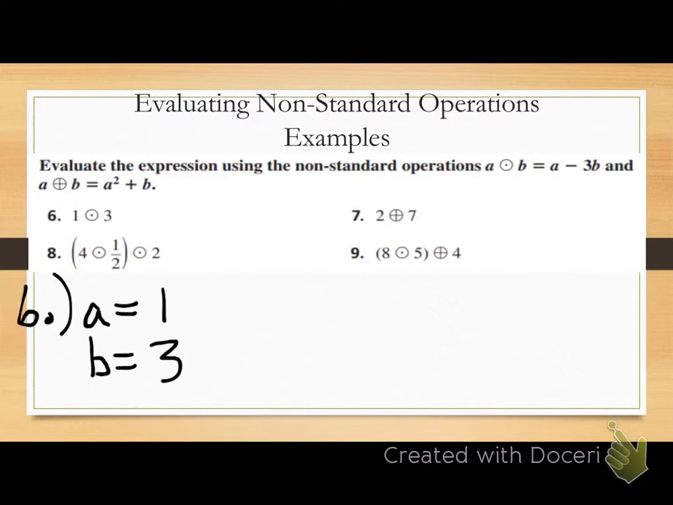Everyone okay identifying A and B? Yes, sir. Am I using the circle dot function or the circle plus function? Circle dot, because it matches up with it, correct? So I'm using A minus 3B. I'm plugging in 1 for A, 3 for B.